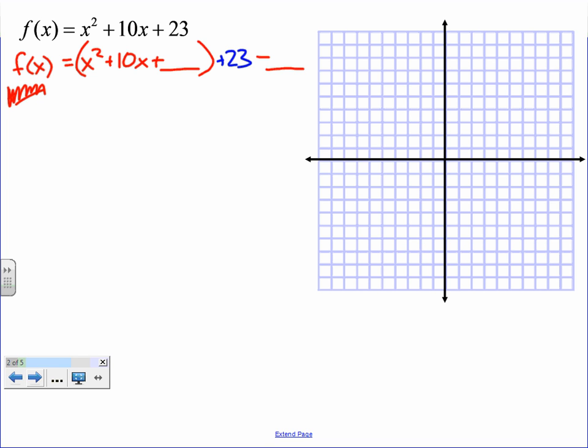So if I add a certain number and then right behind it subtract it, I haven't changed the equation. All I'm doing is isolating the parentheses and putting the leftover numbers on the outside. So now, what's the next step of completing a square?